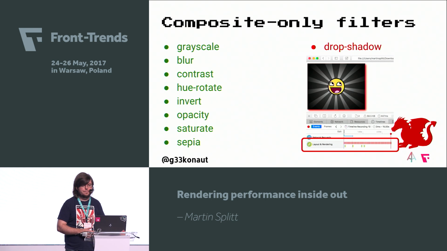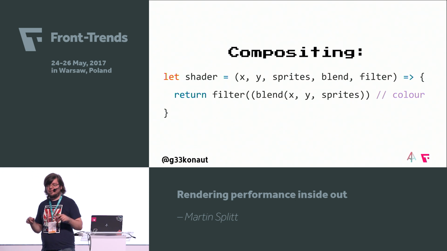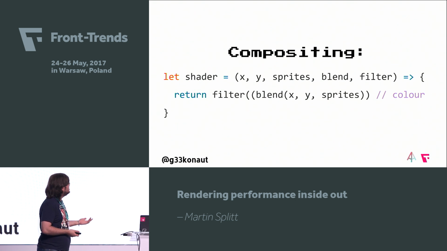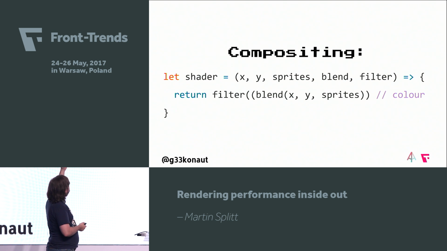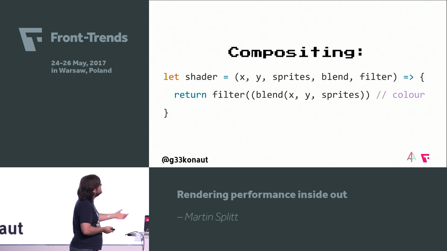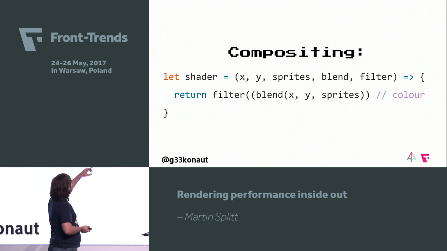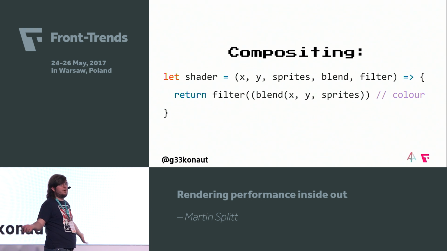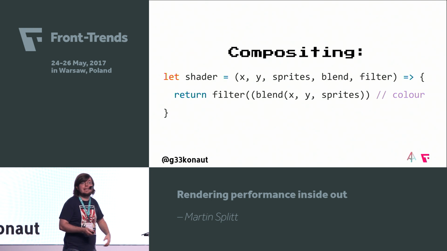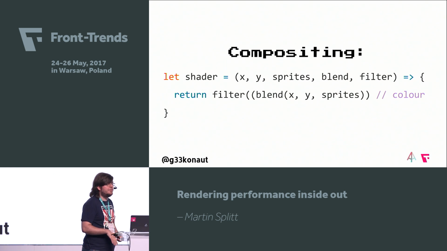So compositing really, and this is where the word shader comes in again. The shader is just a function that takes a bunch of inputs. It takes the x coordinate and the y coordinate that we want to put it onto the screen on, and it takes the arrays of pixels that we read from, and then we have a blend function and a filter function. We call the blend function on the sprites, and finally we run the filter function, and then we get a color. That's all a shader really does. At least the fragment shader. We're not going to go into 3D graphics. Ignore that for a second.